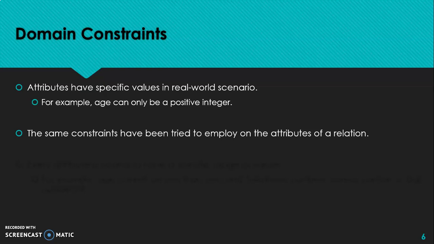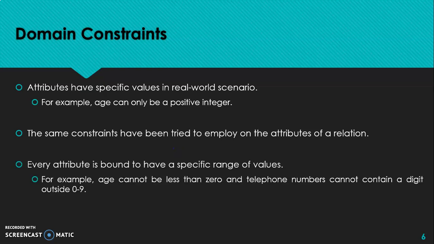The same constraint is employed on the attributes of the relation. Every attribute is bound to have a specific range of values. Here's another example, like age cannot be less than 0. Similarly, telephone numbers cannot contain a digit outside 0 to 9. It means it will have only digits, it cannot have anything other than digits. So that becomes a domain constraint.